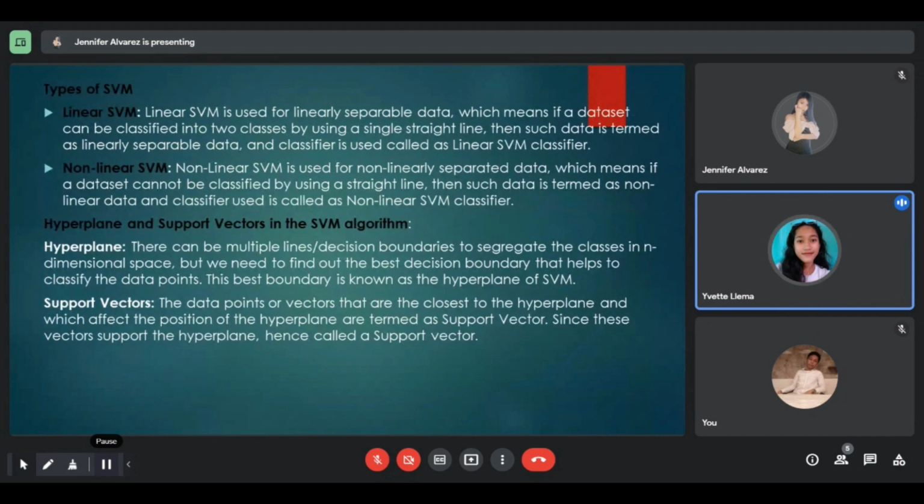Hyperplane and support vectors in the SVM algorithm. Hyperplane: there can be multiple lines or decision boundaries that segregate classes in n-dimensional space, but we need to find out the best decision boundary that helps to classify the data points. This best boundary is known as the hyperplane of SVM. Support vectors: the data points or vectors that are the closest to the hyperplane and which affect the position of the hyperplane are termed as support vectors. Since these vectors support the hyperplane, hence they are called support vectors.